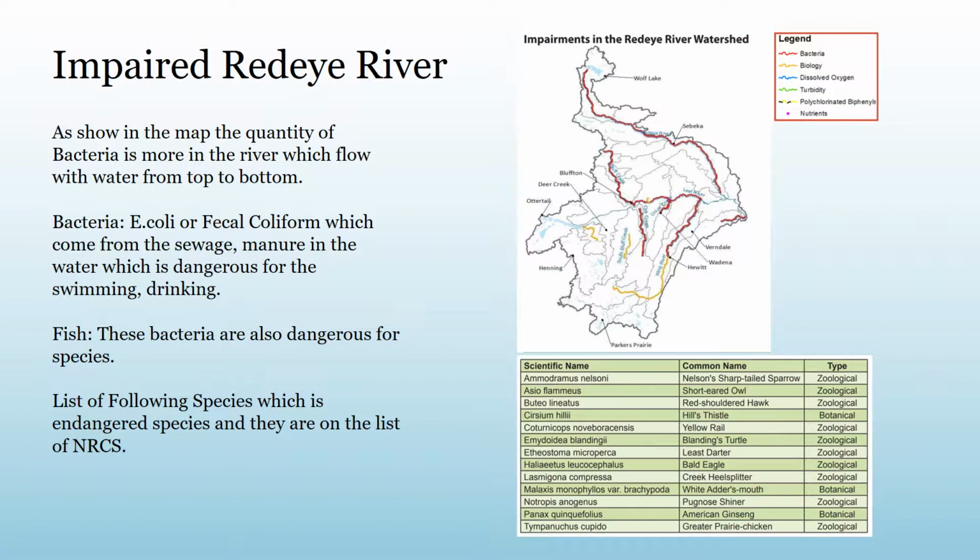Impaired Redeyes River. They show in the map that bacteria, biological, dissolved oxygen and turbidity problems are present in the Redeyes River watershed. Following the common names in the chart, these are the things present in the watershed. The main problem is with the fish, which are dying because of too much mercury in the water and low oxygen.